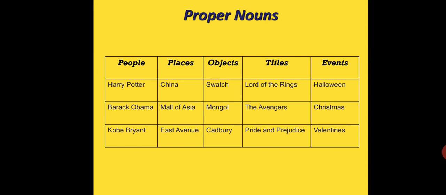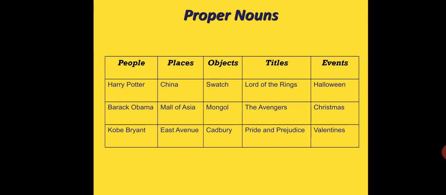So name of, let's say, a fictional character, you have your Harry Potter, the ex-president of the United States, Barack Obama, and then you have an athlete here, Kobe Bryant. Places: China, Mall of Asia, East Avenue. Objects: Swatch, Mongol, Cadbury. They are products. Titles: Lord of the Rings, The Avengers, Pride and Prejudice.